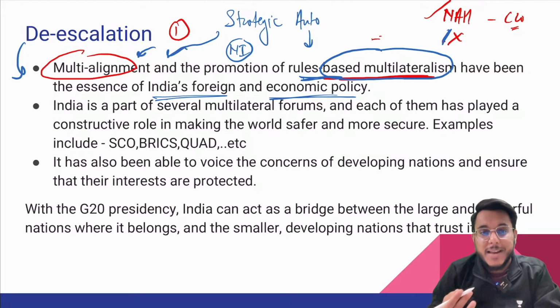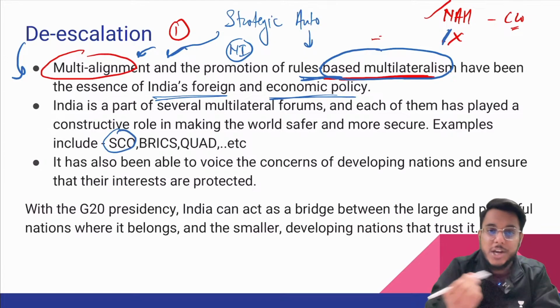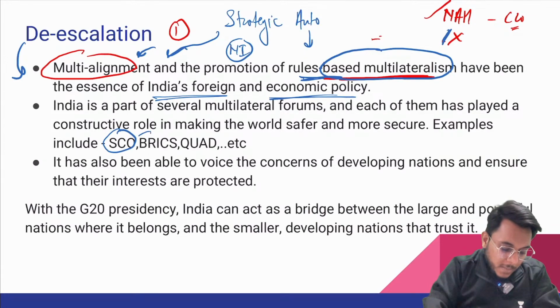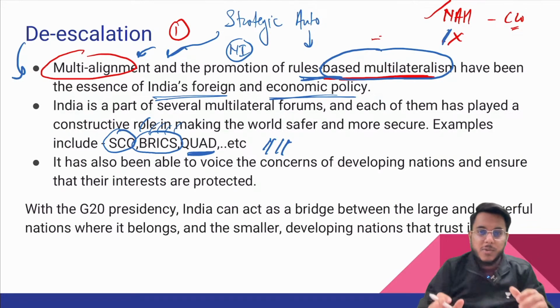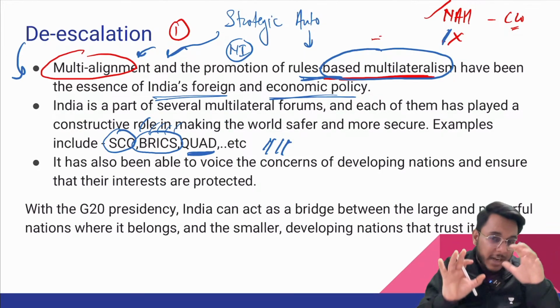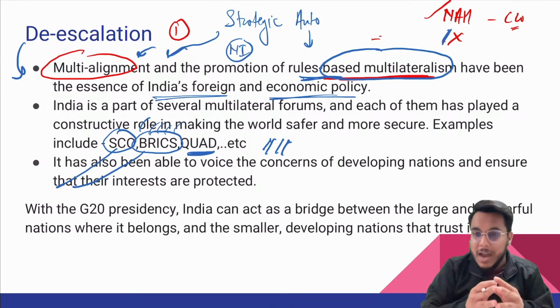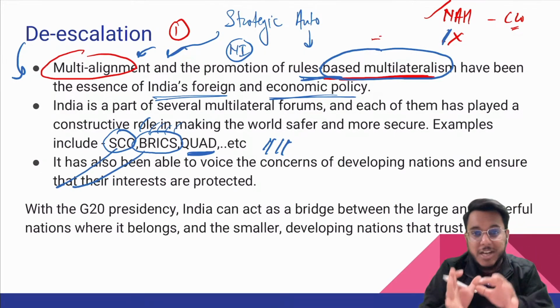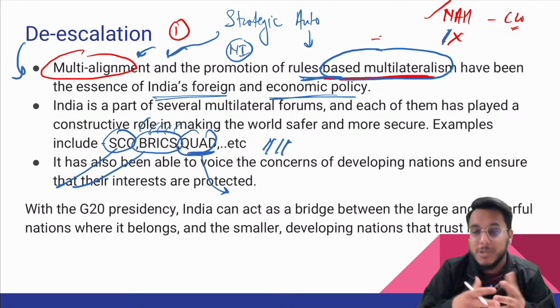Secondly, India is playing a very important and constructive role in many organizations, for example, SCO, the Shanghai Cooperation Organization, BRICS, that is Brazil, Russia, India, China, South Africa, and the Quadrilateral Security Dialogue. Understand that India is negotiating with almost all the countries under different programs. Under SCO and BRICS, China and Russia's representation is there, and in the Quadrilateral Security Dialogue, the USA is there.